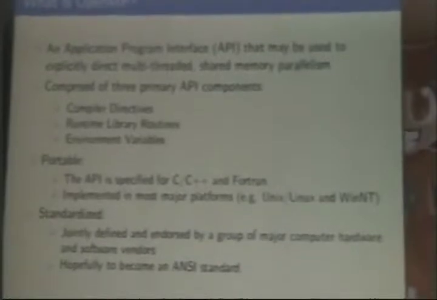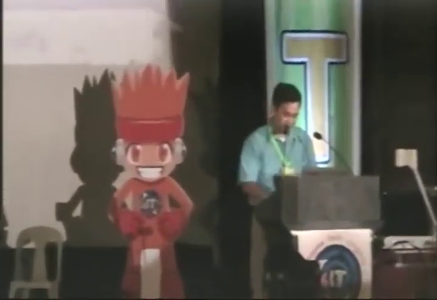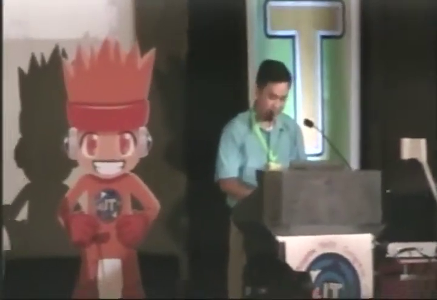What is OpenMP? It is an API, an application program interface, that may be used explicitly to direct multi-threaded shared memory parallelism. It has three components: compiler directives, runtime library routines, and environment variables. It is portable. You can use OpenMP in your C or C++ programs, and if you are familiar with Fortran, you can also use OpenMP. It is actually implemented on most major platforms like Linux and Windows NT. And hopefully it becomes an ANSI standard.